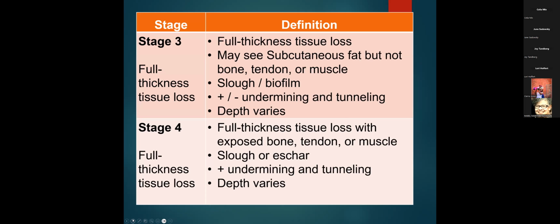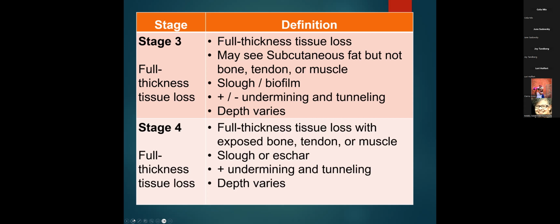Stage 3 is more progressive. Clearly, it's full thickness tissue loss. You may see some fat tissue, bone, tendon, muscle. There's a lot of slough and also what we call a biofilm, which is best described as a slimy goo. And then you may find some undermining and tunneling. That would be discovered by probing with a sterile Q-tip swab. The depth will vary, but again, it's a full thickness tissue loss.